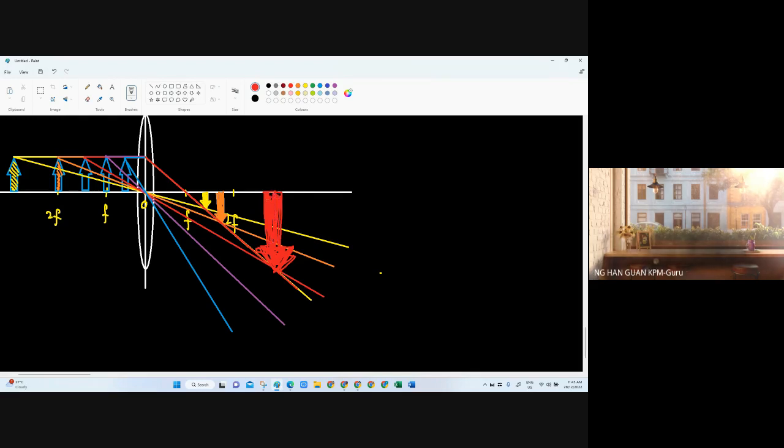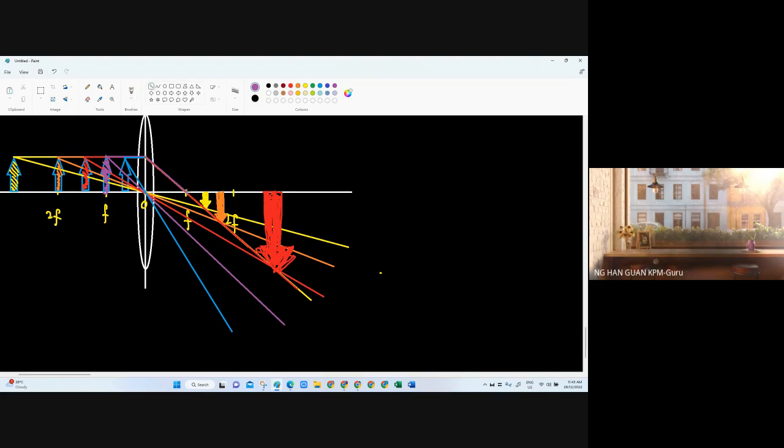So it's getting bigger, right? Okay, so this is for the red colored object and its image. Okay, so the next one, the purple color.